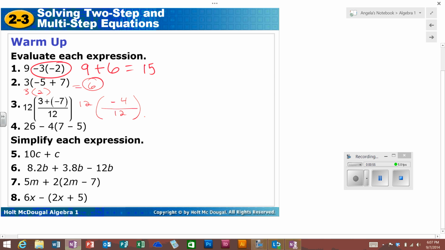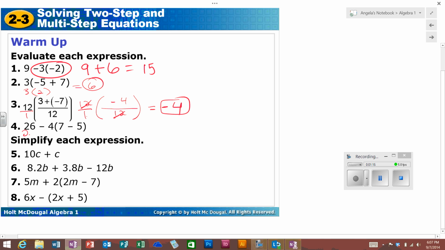You could do one of two things here. You could either take care of what's in here first, or because it's multiplication now, it's 12 over, I made this a 12 over 1, times a -4 over 12, you can just cancel those 12s, and our answer is -4 over 1, which is just -4.